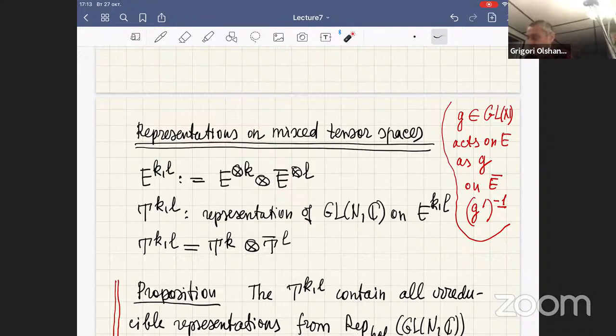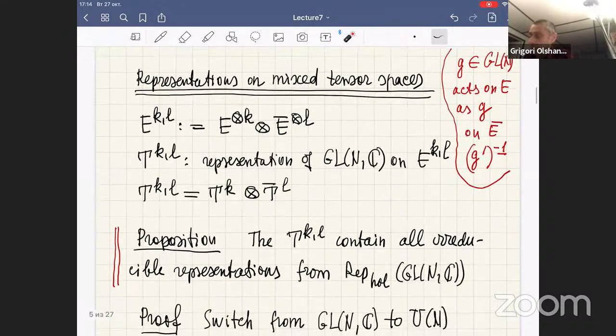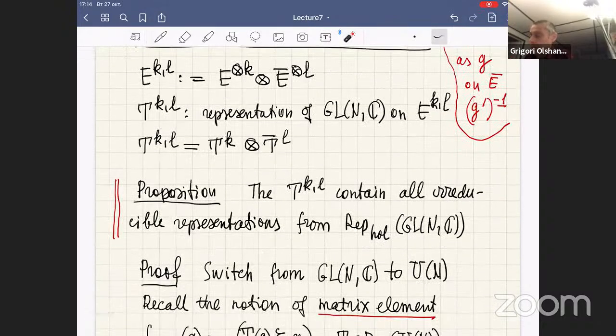So we get in this way this family of representations. And now the result which I would like to state now, the proposition, is that all these representations contain together all possible irreducible representations of our category. How to prove this?